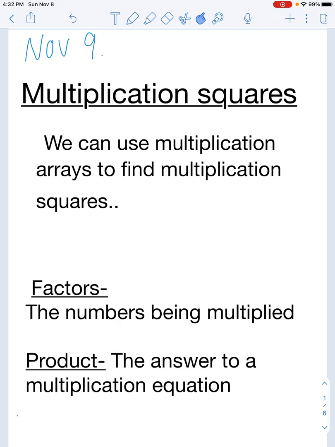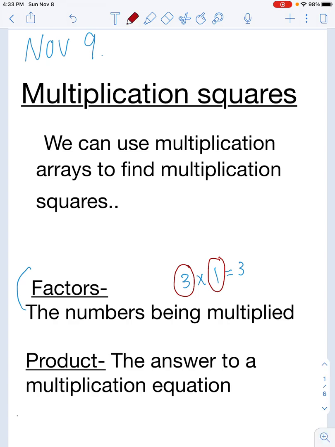So factors are the numbers that are being multiplied together. If your multiplication sentence was 3 times 1 equals 3, your factors would be the 3 and the 1 right here, because those are the two numbers that are being multiplied together. Okay, so that's what a factor is.